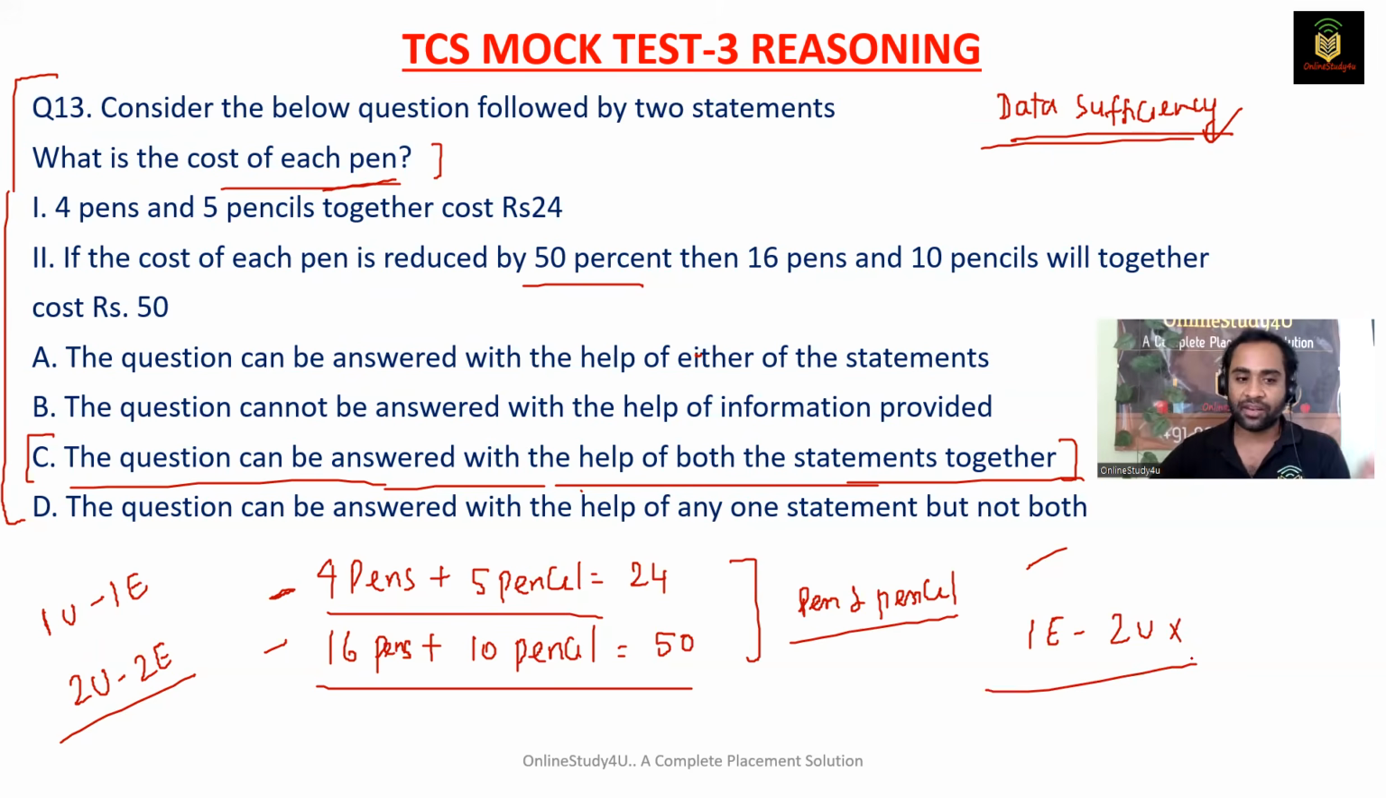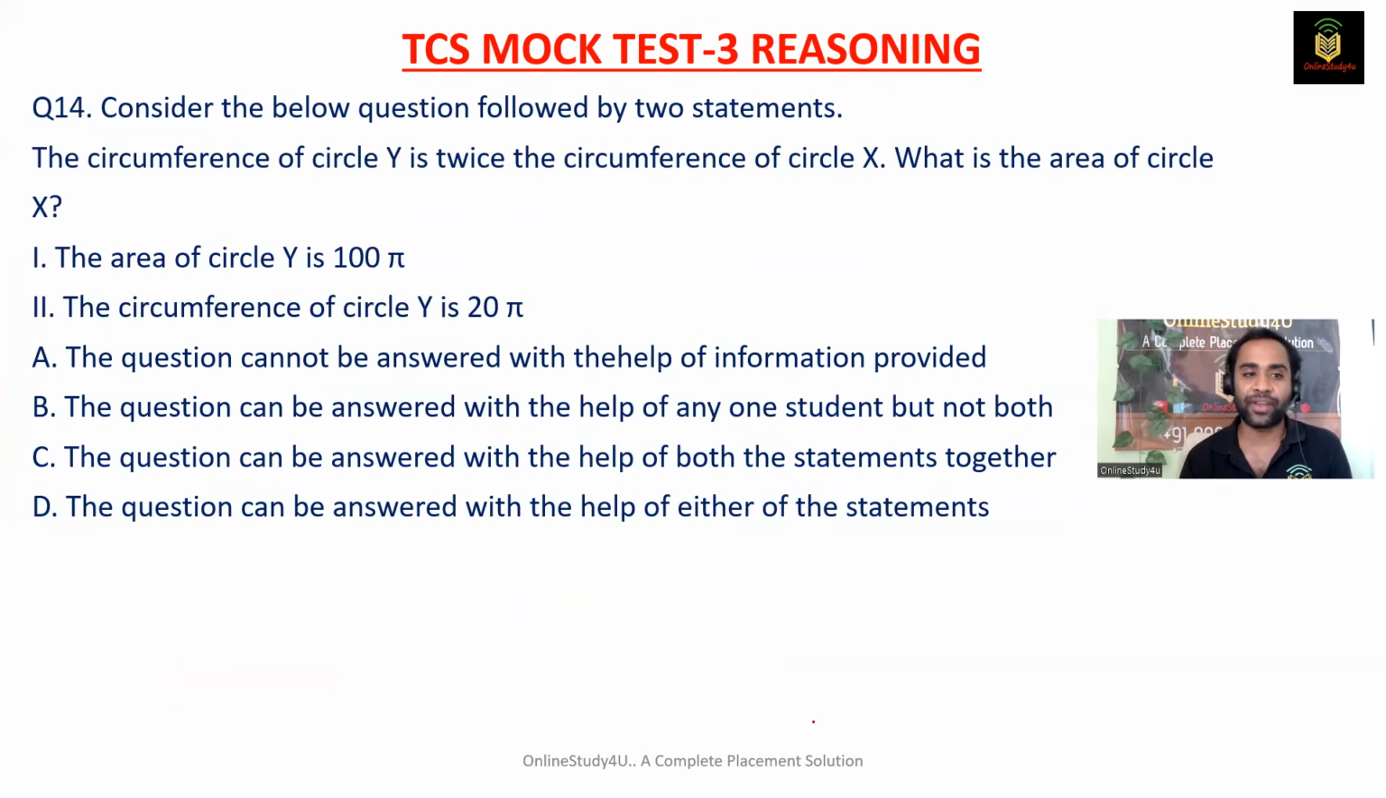So one equation, one unknown; two equations, two unknowns. Here you do not have to find out the price of each pen. Keep that in mind. Here you do not have to find out the price of each pen, because they're just asking you to tell whether you can answer or not. They're not asking you to tell the value. They're just asking if you can do it or not.